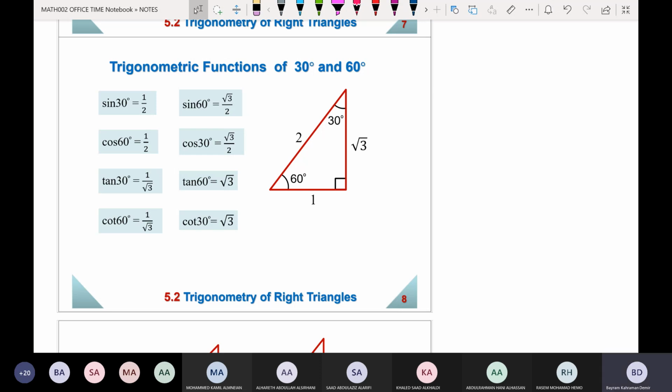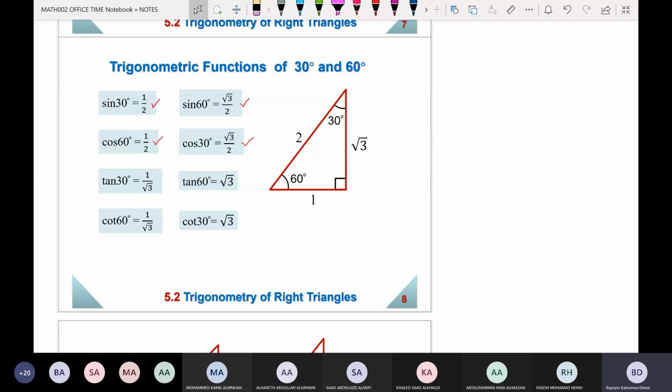Sine of 30 is 1 over 2, and you notice that cosine of 60 is also 1 over 2, if you look at the picture, right? So that means 30 and 60 degrees are complementary angles. So sine of 30 is equal to cosine of 60. And similarly, sine of 60 is root 3 over 2, and cosine of 30 is also root 3 over 2. And same thing for tangent and cotangent, Shabab. Tangent 30 is equal to cotangent 60, and tangent 60 is equal to cotangent 30.